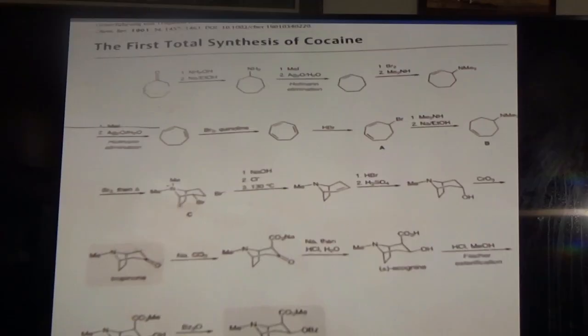and then he uses sodium and carbonate to make the anion next to the ketone, and carboxylates it with carbon dioxide to give the acid salt, and then he protonates the sodium salt with HCl and then makes the ester. So there you have the ester very close to cocaine, and then all you have to do is benzoylate it to give the racemic cocaine mixture. So that was the very first synthesis, as published in 1901.